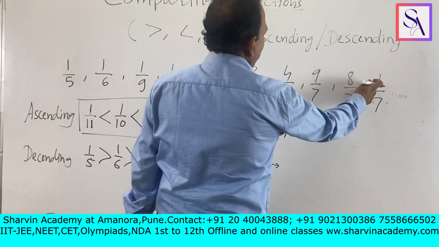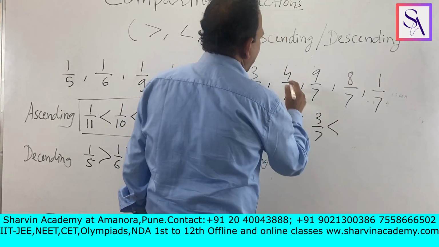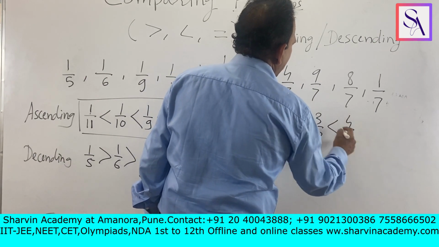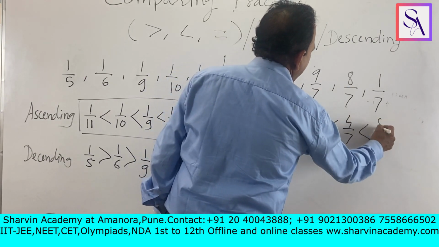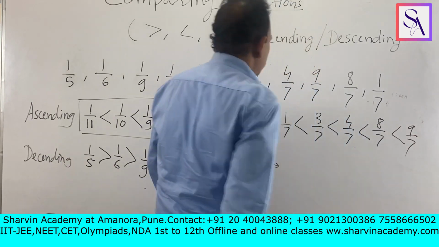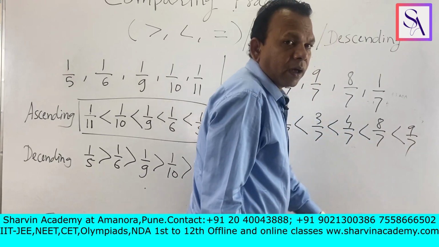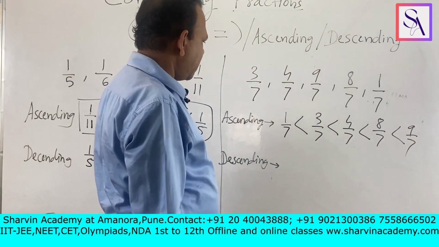Then after 1, which number is there? 3 by 7. After that 4 by 7. After that 8 by 7. And last 9 by 7. So 1 by 7 is the smallest one, and 9 by 7 is the greatest or biggest one.